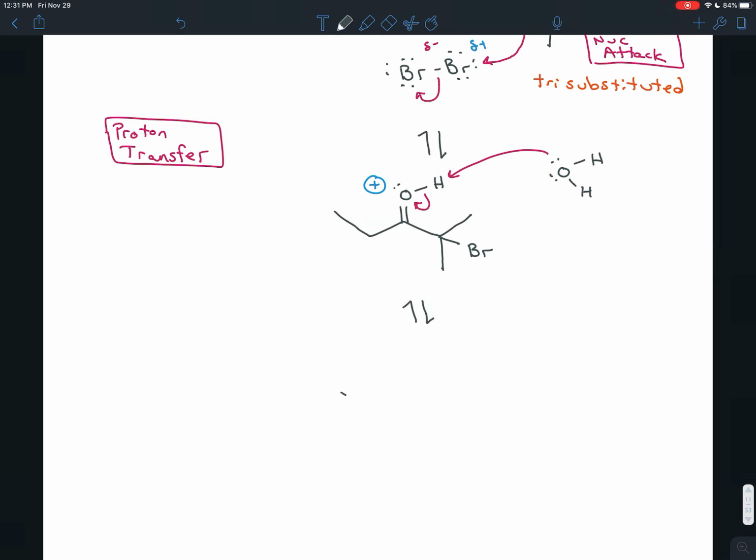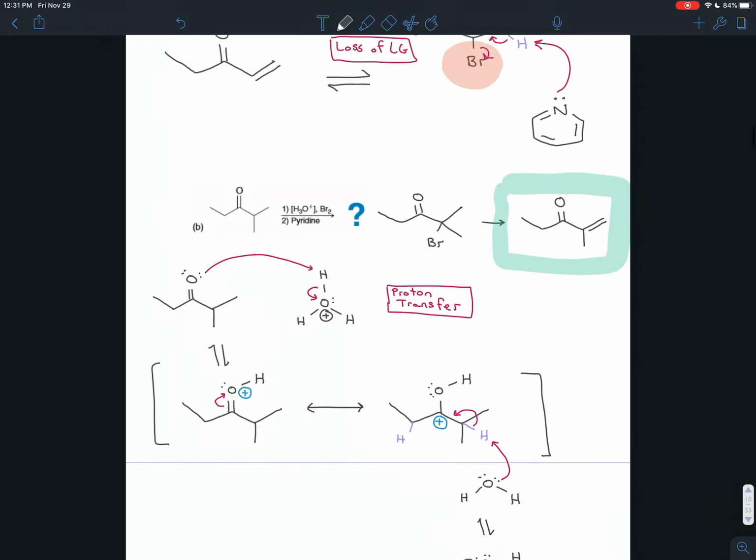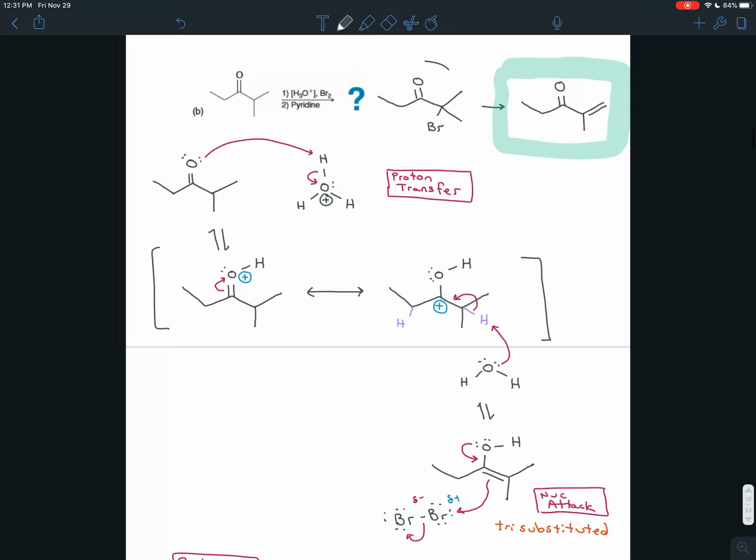And that gives us the bromine on the alpha position. That was when we were thinking of this just from the perspective of synthesis, that's what we knew would happen based on that first step. That first step adds a bromine on the alpha carbon, and the more substituted alpha carbon.